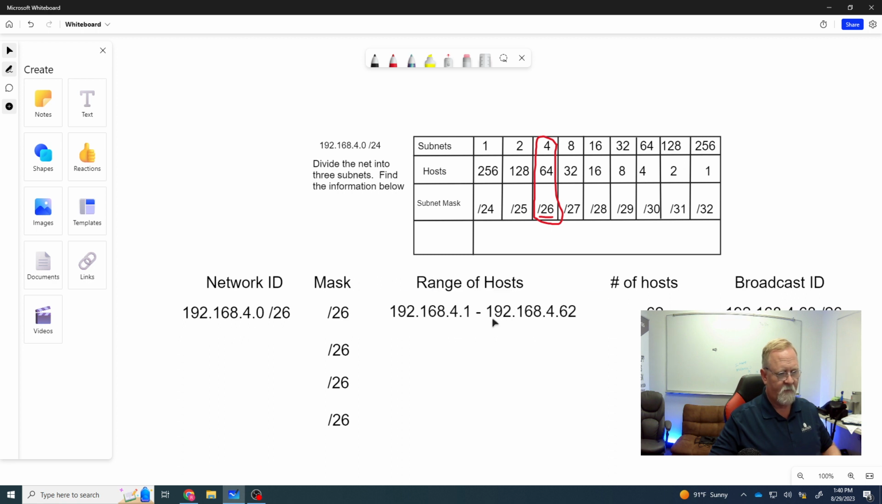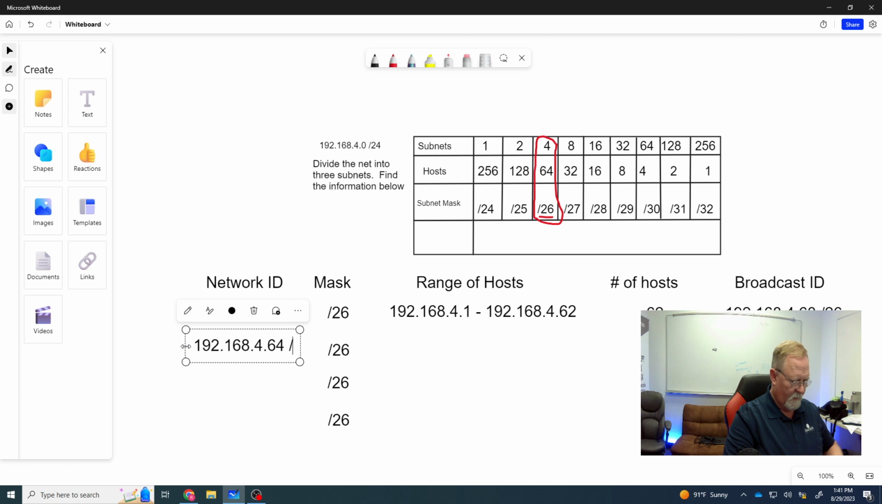All right, so there's our first line we're taking care of. Now it's easy because we know that this marks the end of our first subnet. So the next one, the one after this, is going to mark the beginning of our next subnet. The one that comes after 63 is 64. So we're going to come down here and go 192.168.4.64, and that'll be a /26.